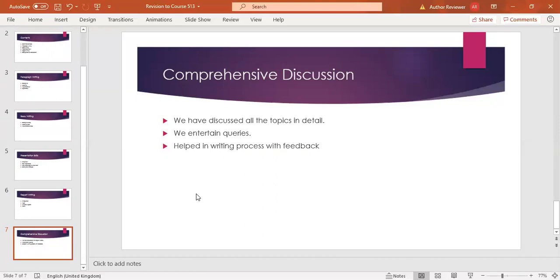With all these major topics, we discussed mechanics and grammatical rules as well, and I also told you about figurative language, how you can develop a simile or a metaphor, or how you can add your sensory details. So it was a lengthy session, and it was a comprehensive session for you.